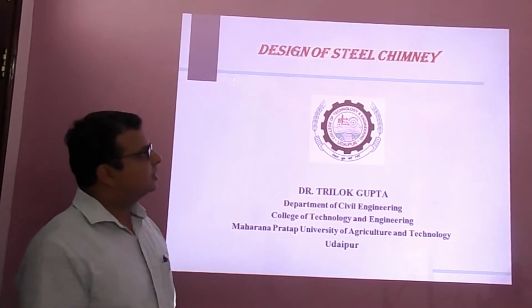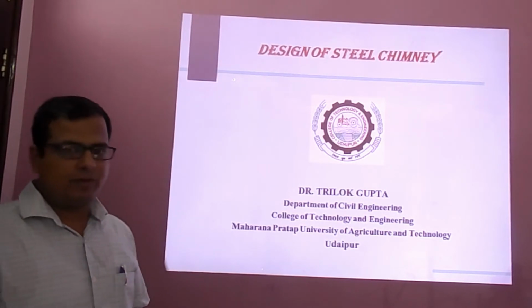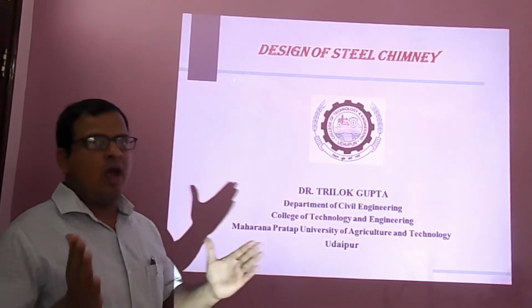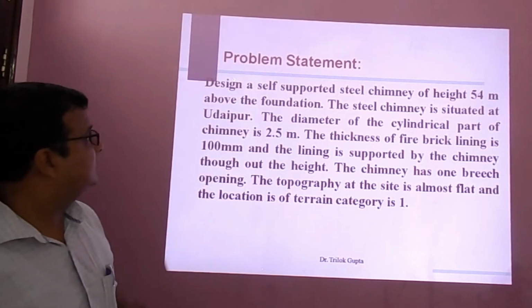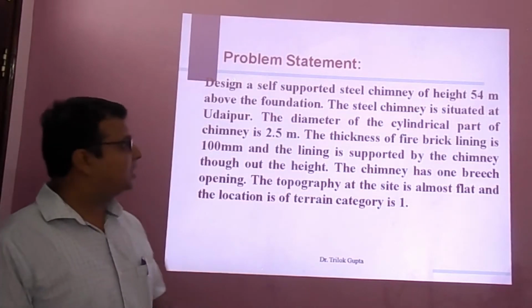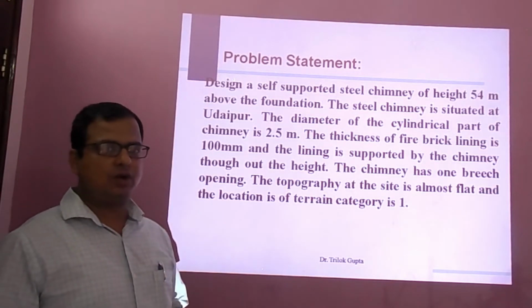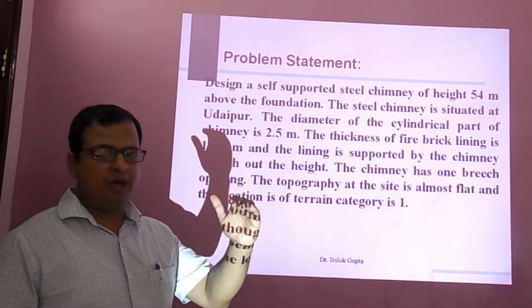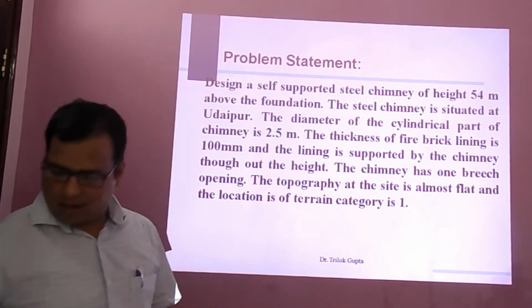So hello friends, we are designing the steel chimney. In the previous video we have calculated the forces due to the wind and we have decided our basic dimensions of the chimney. So our problem was we have to design the 54 meter height of the chimney and the cylindrical part diameter was 2.5 meter and we have provided a flare part of the height 18 meter and diameter was 4 meter at the base.